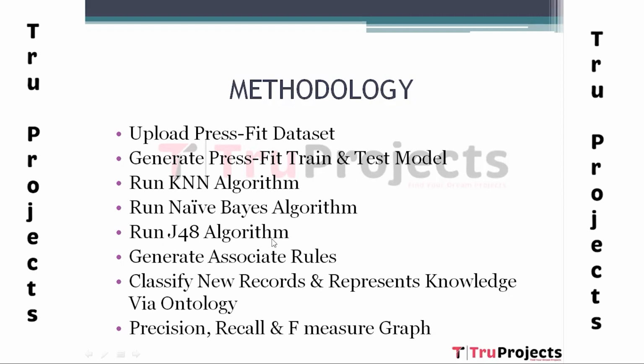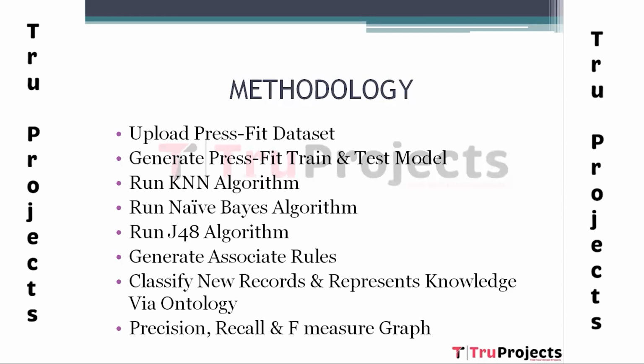Next module, run J48 decision tree algorithm. In this module, we are going to use the training dataset to build the model, and the testing dataset to get the accuracy score calculated. Then next module, generate associated rules. We are going to generate the associated rules based upon the classifier.